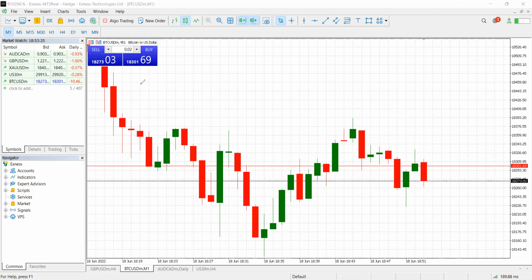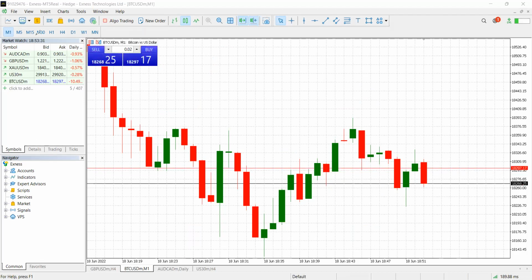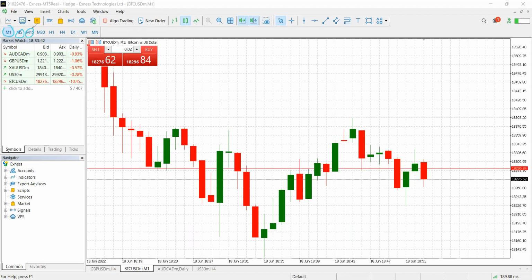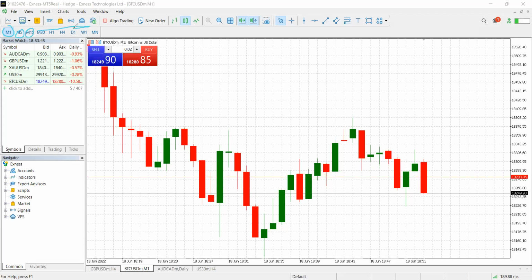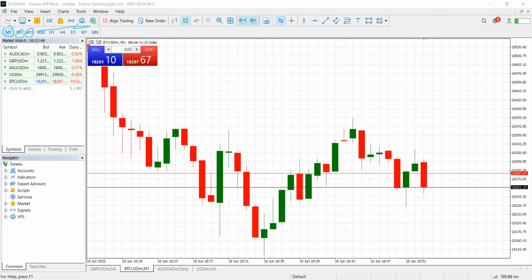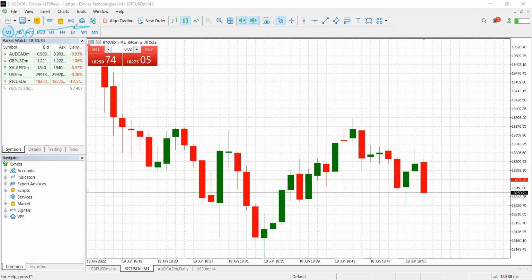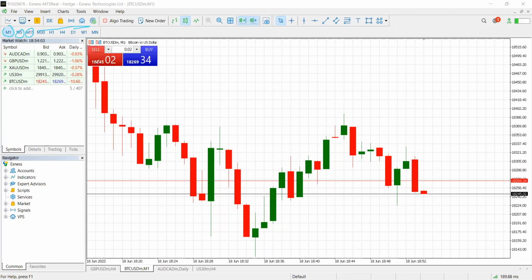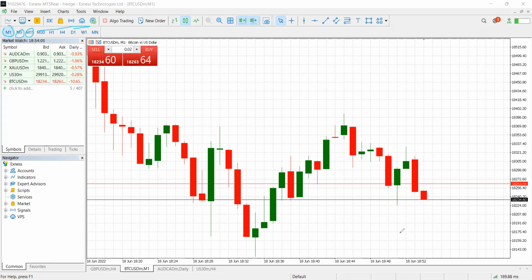Now we are looking at the time frames on the market or the candlesticks. We have the 1 minute time frame, the 5 minutes time frame, and the 15 minutes time frame, which are represented by M1 for 1 minute, M5 for 5 minutes, M15 for 15 minutes, H1 for 1 hour, H4 for 4 hour, D1 for 1 day, W1 for 1 week, and MN for the monthly time frame. Right now we are watching BTC USD on the 1 minute chart so that we can see how candles are formed right now.